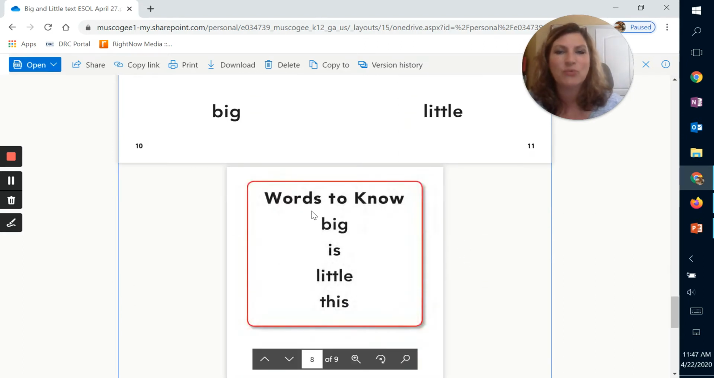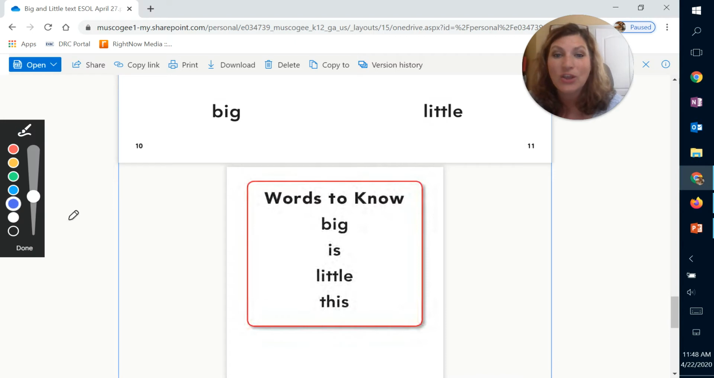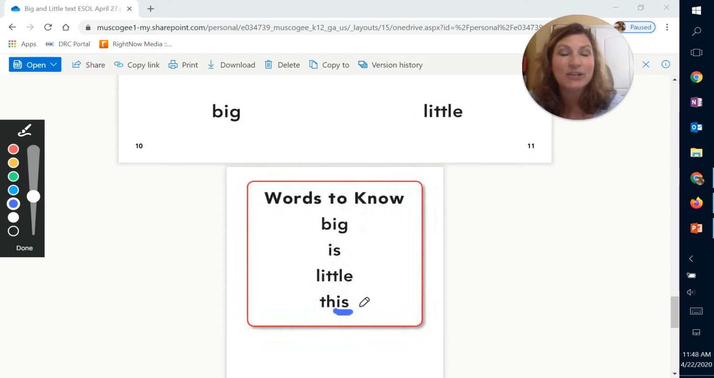All right, and here's our words to know. Big, is, little, and this. Now, it's really good for you to make sure that you memorize the word is, and the word this. And if you guys were really being good detectives on how to read, you may have noticed that the word is, the part of that word is in the word this. So that might help you remember that. This is a big shoe, right?